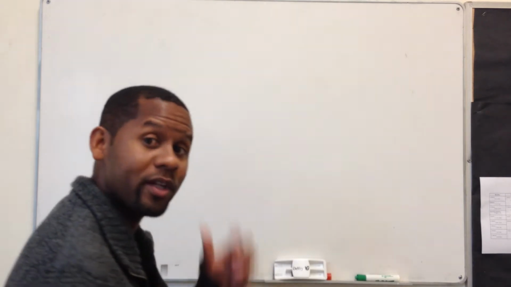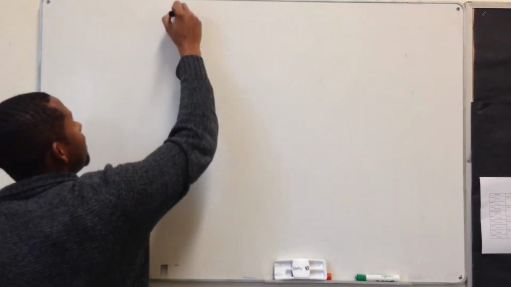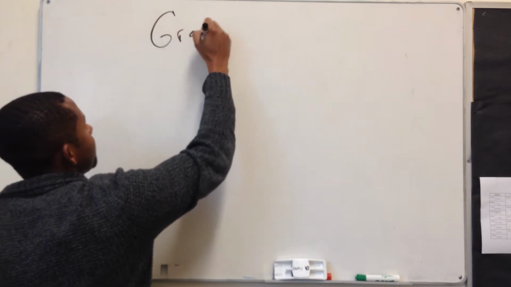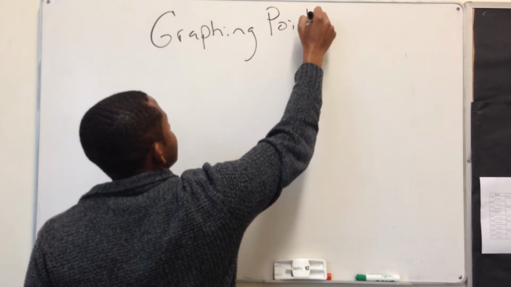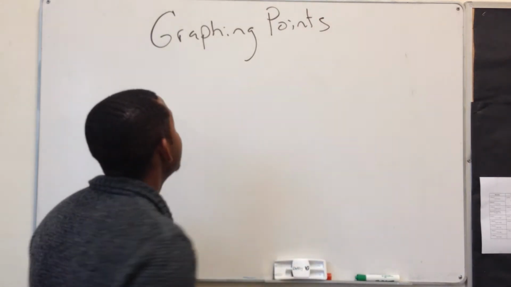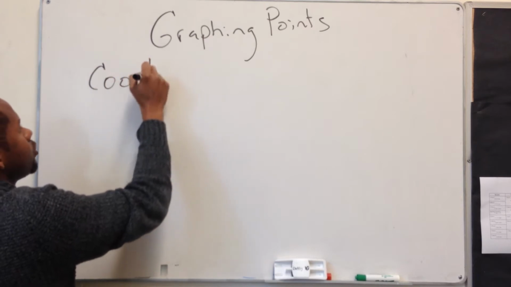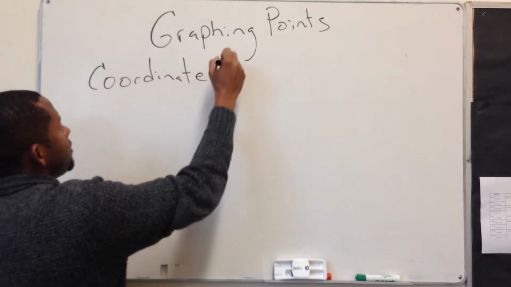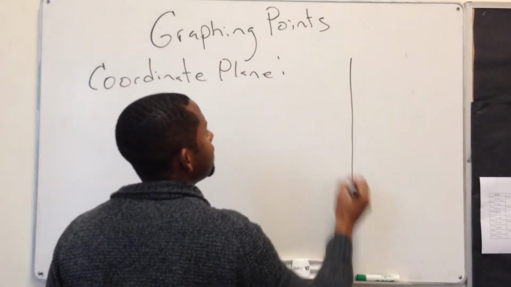Next, we're talking about graphing points. So let's get it on. Graphing points. Alright? Specifically, we got a lot of pieces to talk about. Let's start off with the coordinate plane. Alright? The coordinate plane is this thing.